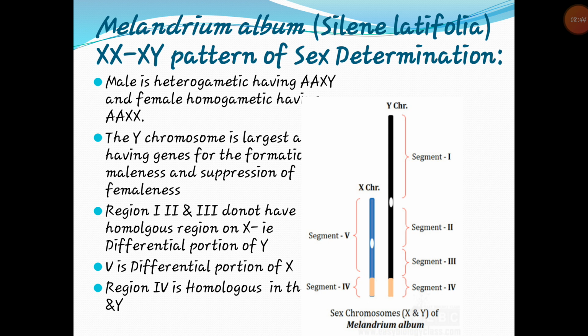So regions first, second, and third do not have a homologous region on X, that is the differential portion of Y. V is the differential portion of the X chromosome, and region 4 is homologous and linked to the Y chromosome. Here we can see the X and Y chromosomes of Melandrium.